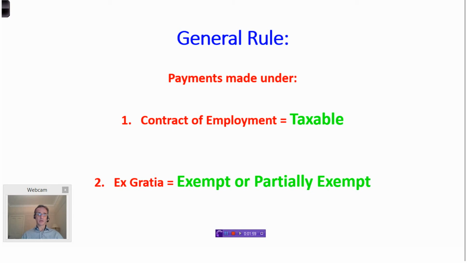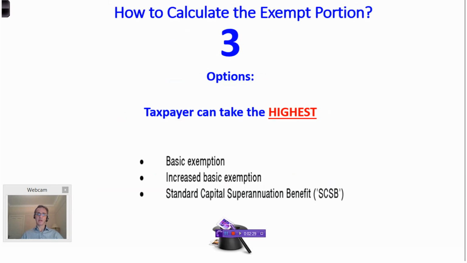The alternative is that the payment is made ex gratia. In other words, it's not in line with the contract of employment, and in that case the payment is either going to be exempt or partially exempt. So what we're looking to do is split the payments the individual is receiving into these 2 separate areas. And what we're allowed to do, as mentioned on the previous slide, is look at 3 possible exemptions. Do bear in mind it's the taxpayer's option to take the highest exemption available.